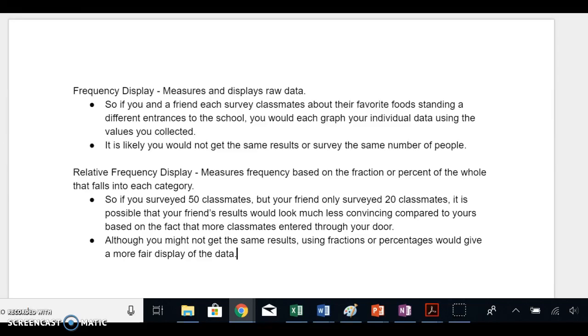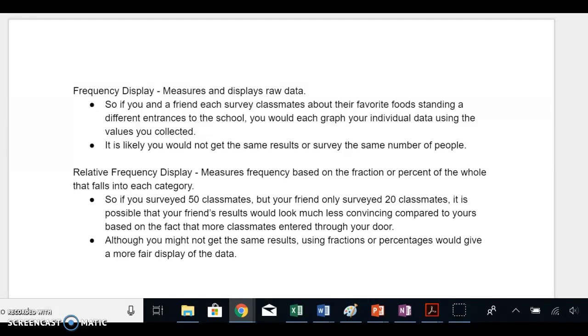Guys, today we're going to talk about the difference between frequency displays and relative frequency displays. And as far as making the graph goes and actually physically graphing it, you're not going to see a whole lot of difference. The big difference is going to come in the data you choose to display and in the way you choose to display that data.